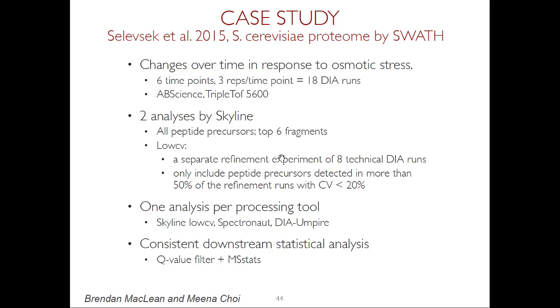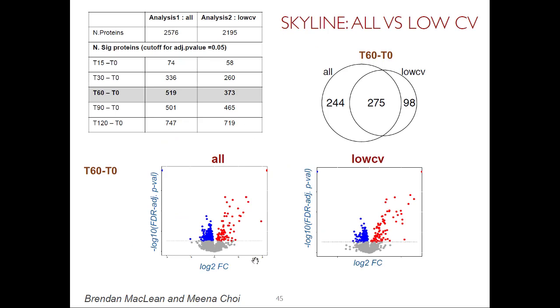And so now this was the procedure. A separate refinement experiment with 8 DIA runs, only including peptide precursors detected in more than 50% of refinement runs with CV less than 20%. After that, everything was the same, processed with some tools, and then we used a Q-value filter cutoff and MSstats. And so this is the first comparison of everything versus low coefficient of variation. And you see already, of course, the number of proteins is smaller. We lost some 400 proteins by only quantifying features with good quality.